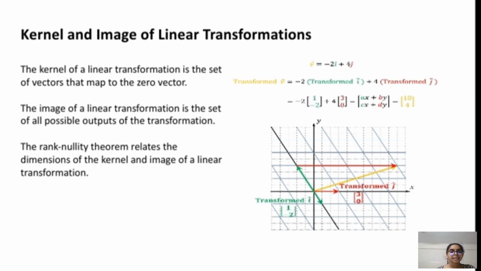Kernel and image of linear transformation. The kernel of a linear transformation is a set of vectors that map to the zero vector. The image of the linear transformation is a set of all possible outputs of the transformation. The rank-nullity theorem relates the dimensions of the kernel and image of the linear transformation.